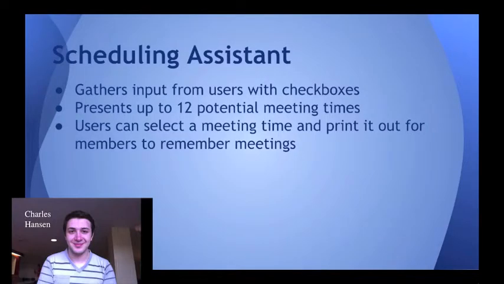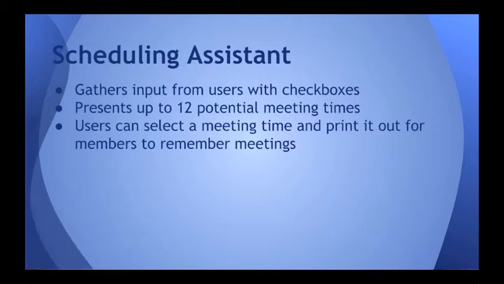The Scheduling Assistant is the main feature of Schedu-Systant. The Scheduling Assistant gathers input from the users via a system of checkboxes when they indicate they're available. Afterwards, the users are presented with up to 12 potential meeting times, where the users can select a meeting time and print it out for all members to remember when the meeting will be.